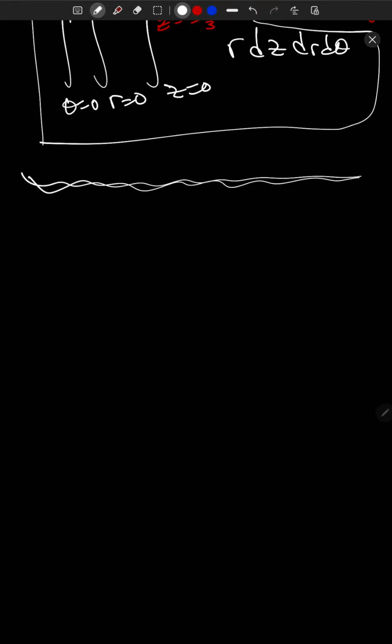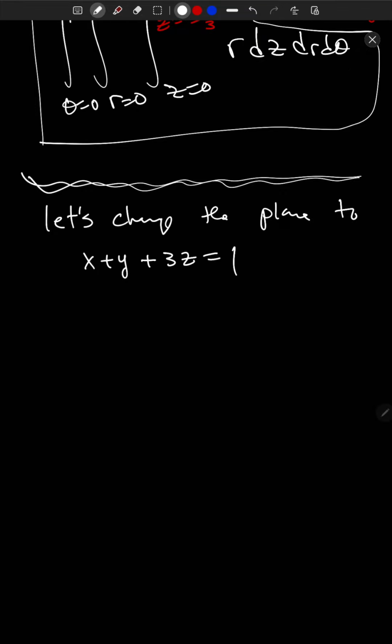What if, for example, let's change the plane to x plus y. Let's do a relatively simple one. 3z equals 1, right? So in this particular situation, this plane is going to intersect the xy plane within our circle of radius 1.